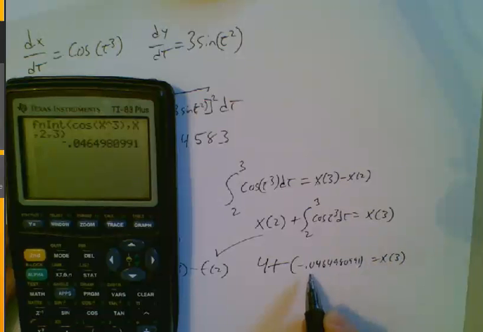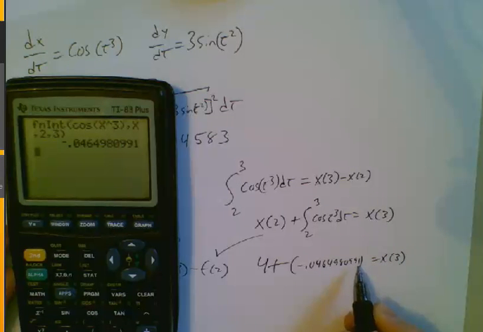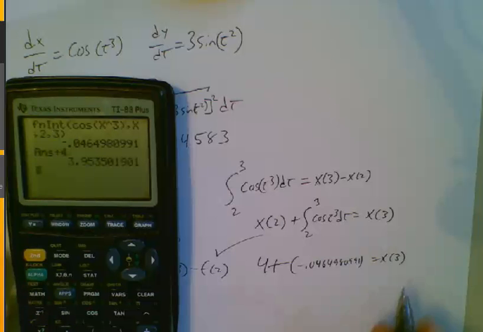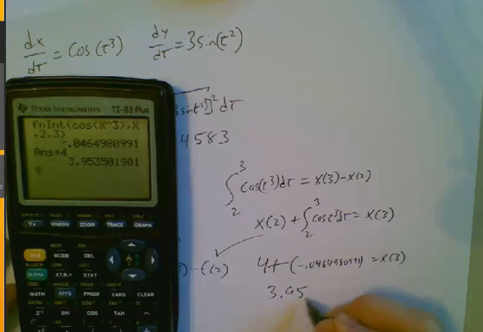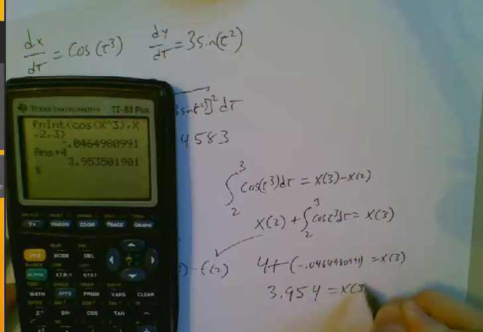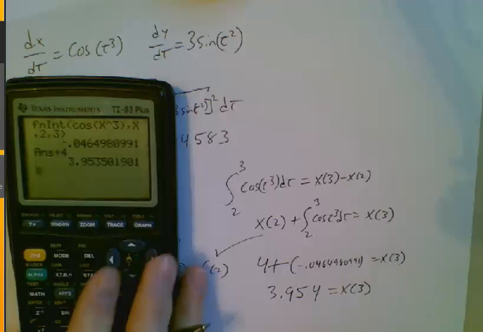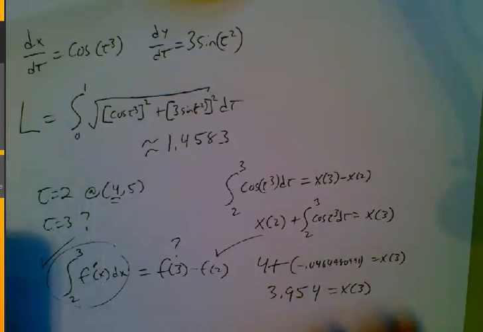And again, I'm using more decimals than I need, but I want to make sure that my final answer is not rounded too much, so I'm going to add 4 to this. So 3.95, 3 or 4 would be fine. I'm going to go with 4 just out of force of habit. And there's my position at 3. 3.954.